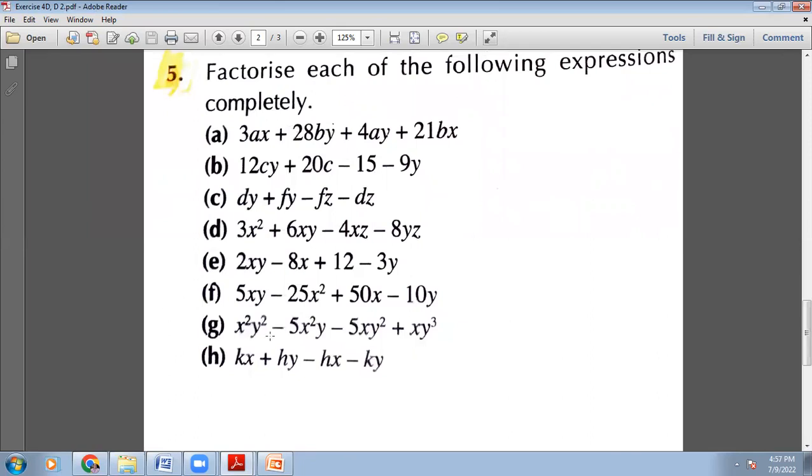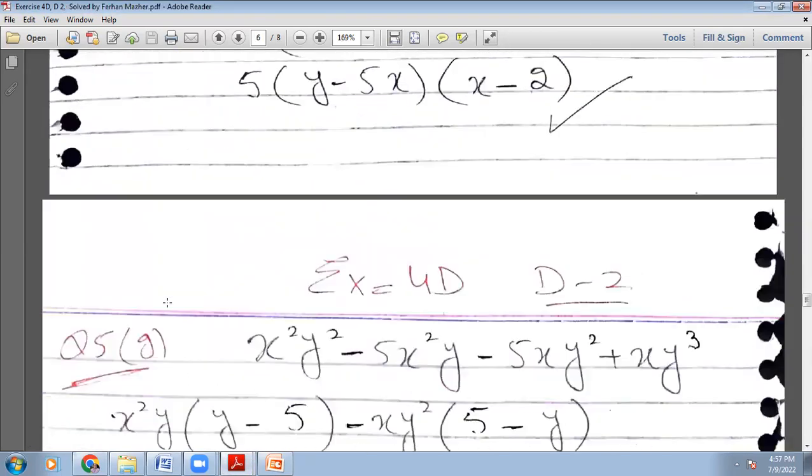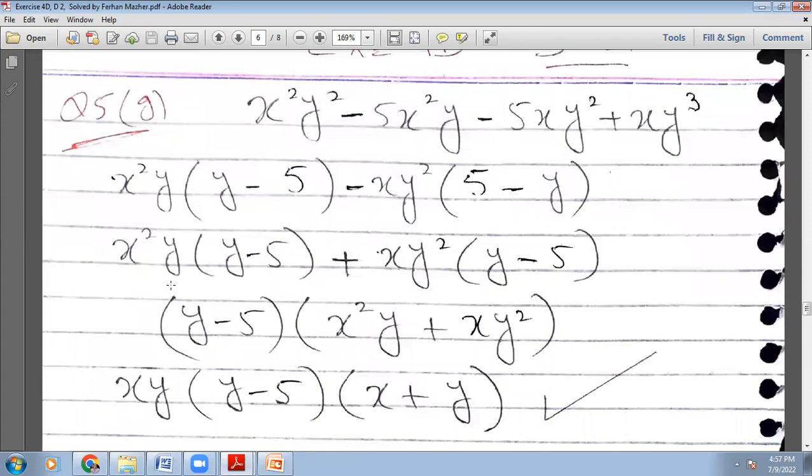Question number 5, G part. It says x squared y squared minus 5x squared y minus 5xy squared plus xy cubed. From the first two terms, x squared y is common, and you are left with the bracket y minus 5. From the last two terms, minus xy squared is common, and you are left with 5 minus y. Now you can see these two terms are not the same, so from here I will bring a negative out, so it will become plus, and their order will change.